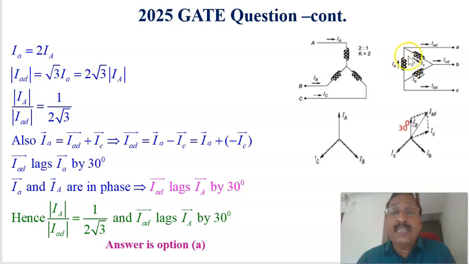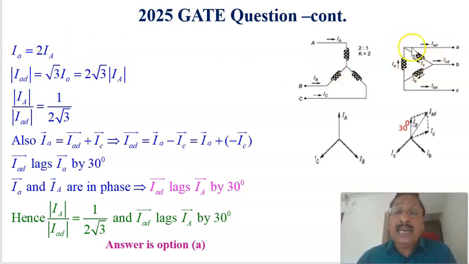In order to find that out, this secondary phase current is small ia, and this is the line current IA. And here, the current corresponding to the stator current is I capital A. Since these are related by the ratio 2:1, and these are in the same phase, small ia is equal to 2 times I capital A. That's the first relation.